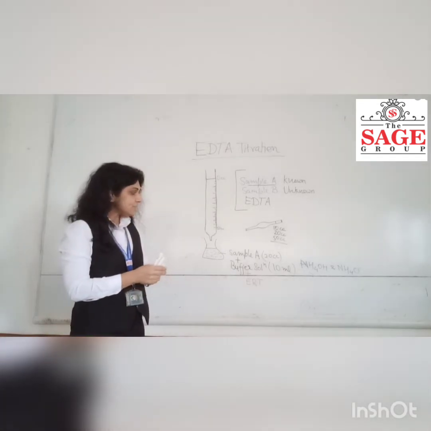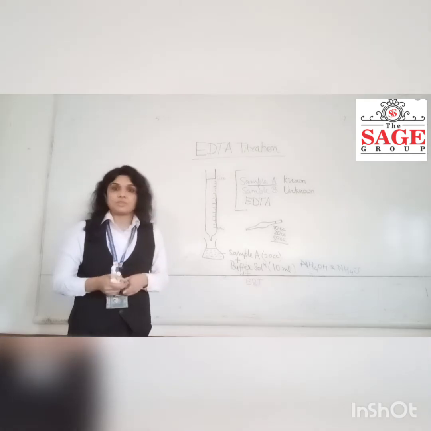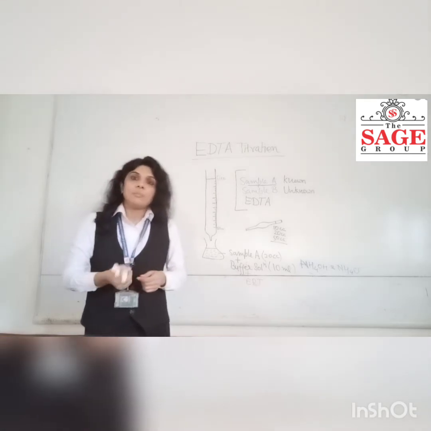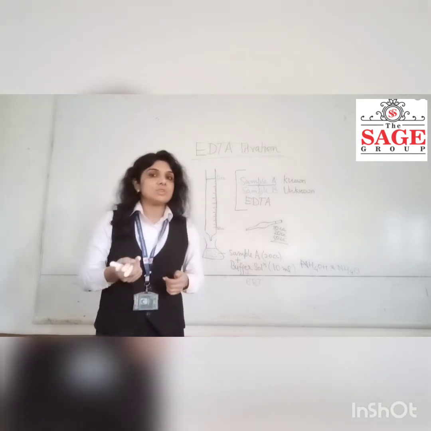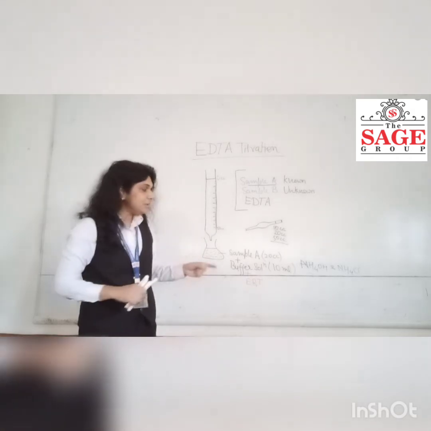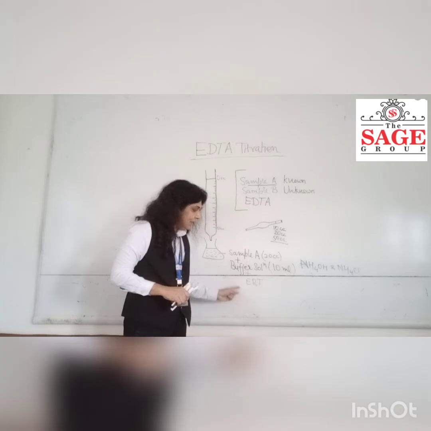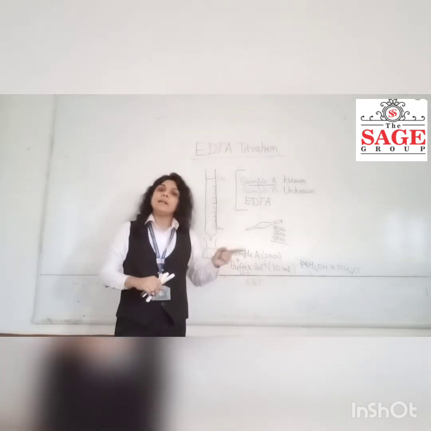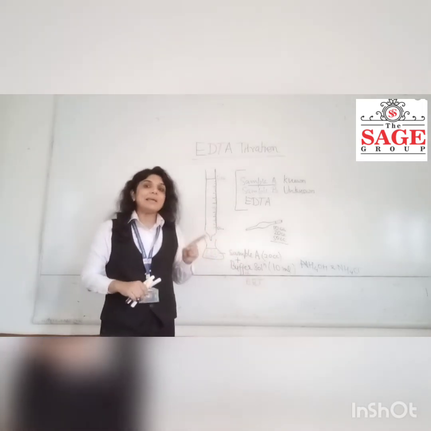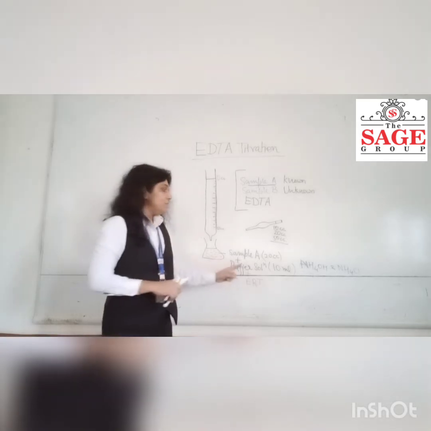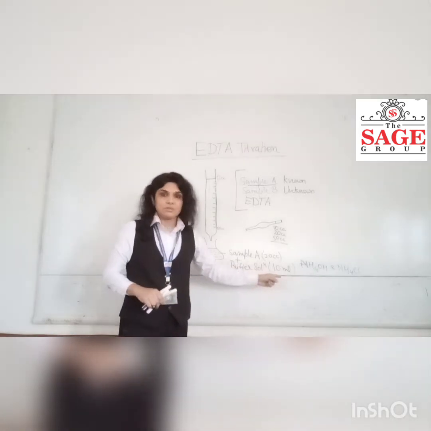Now you can ask what is the need of this buffer solution, because you might not have heard of adding a buffer solution in titration. Here the role of the buffer solution is that this EBT indicator works only at pH 10. So to maintain that pH of 10, we are adding this buffer solution.